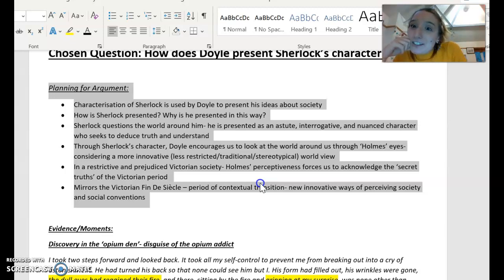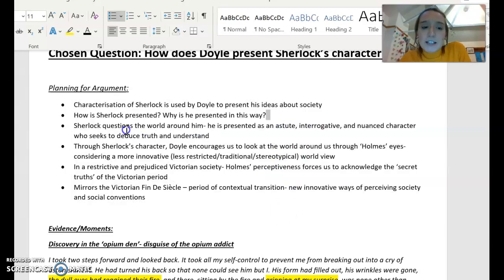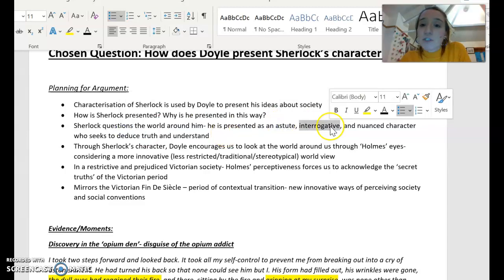what do I think of Sherlock's character? What's the point of him? The kind of questions I was asking you earlier in the lesson. So I said, okay, how is Sherlock presented? Why is he presented in this way? I started by listing adjectives. Sherlock is a questioning character. Sherlock is astute. He's an interrogative character.